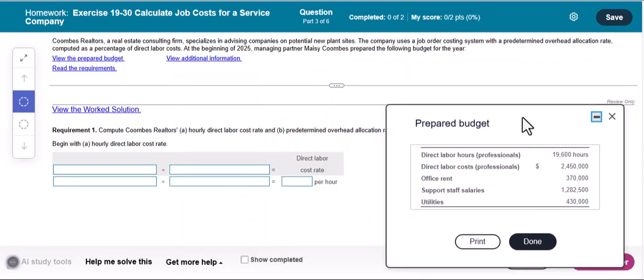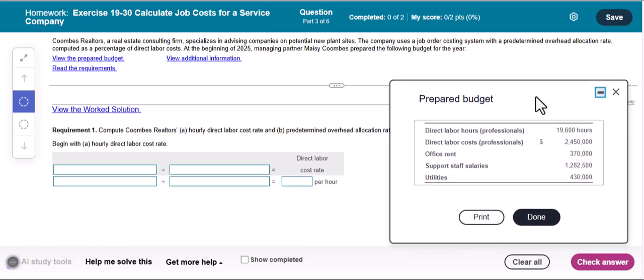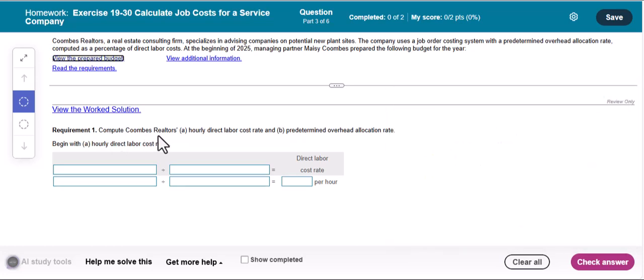And so we have requirement 1 here. We have compute Coombs Realtors A, hourly direct labor cost rate, and B, predetermined overhead allocation rate. Begin with A, hourly direct labor cost rate.